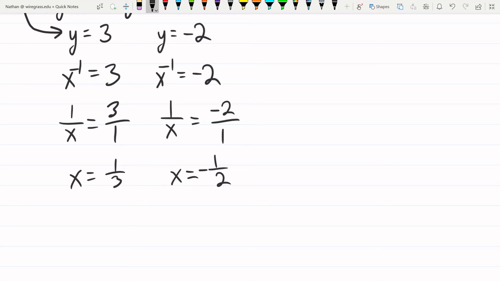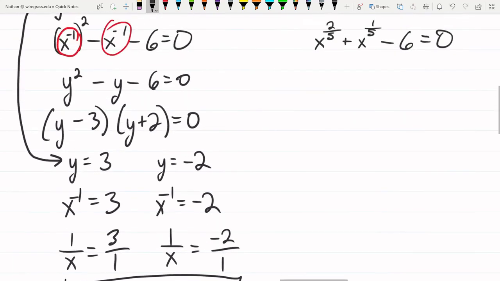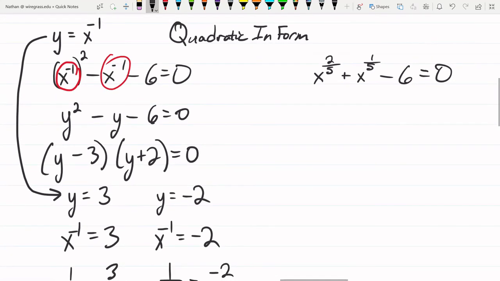It's important to note here that x cannot equal 0. If it did, you'd have a division by 0. But as you can see, our answers did not contain 0 in it, so we didn't have to worry about that. All right, for this next one, we have x to the 2/5 and x to the 1/5.